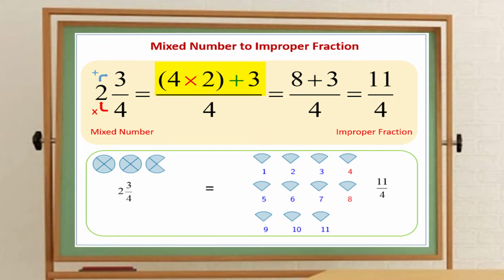In this case, we're going to multiply 4 times 2, and to that we're going to add 3. 4 times 2 is 8. Plus 3 would give us 11, but 11 as it is not a fraction. We have to write back the value of the denominator, which is 4. Therefore, the mixed number converted into an improper fraction is 11/4.